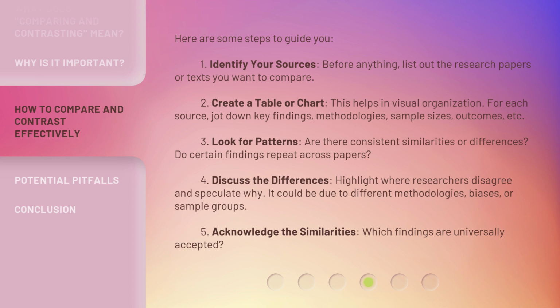3. Look for patterns. Are there consistent similarities or differences? Do certain findings repeat across papers? 4. Discuss the differences. Highlight where researchers disagree and speculate why. It could be due to different methodologies, biases, or sample groups. 5. Acknowledge the similarities. Which findings are universally accepted?